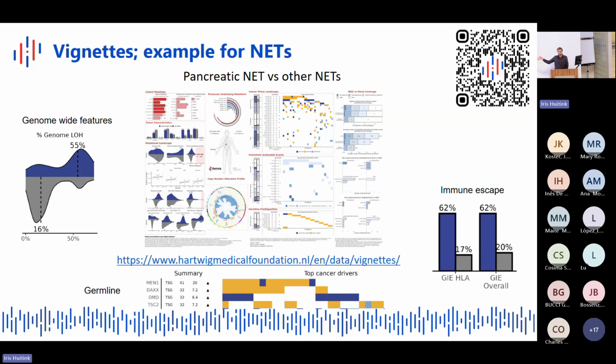So these are what we call vignettes, and it's basically our cohort level overview of all the things you can get out of whole genome sequencing. So there's genome-wide features like the genome level of LOH that you have, immune escape mechanisms that you might have, and all the other bits and pieces. And we've done them for about 70 different cancer types for which we feel that we have sufficient data. If you're interested in them, go look at them. They're open CC BY license. You can download them. We update them about 2 times a year to make sure that it stays up to date.